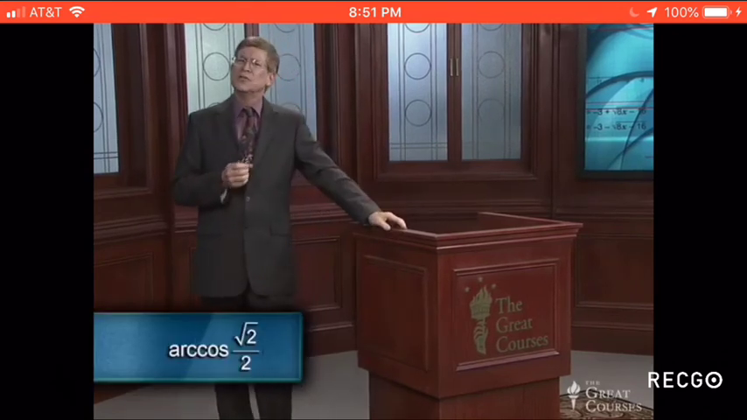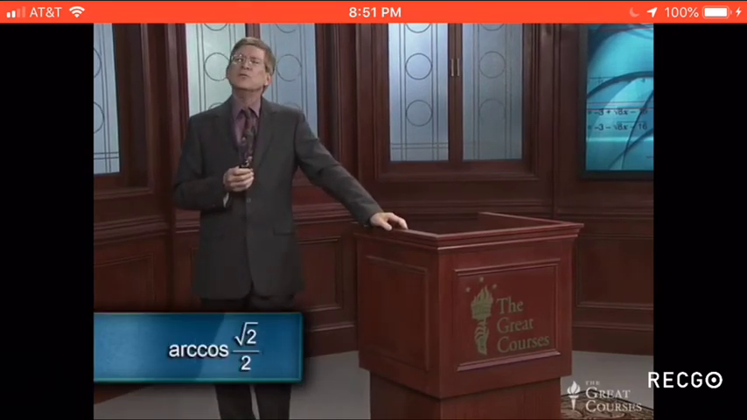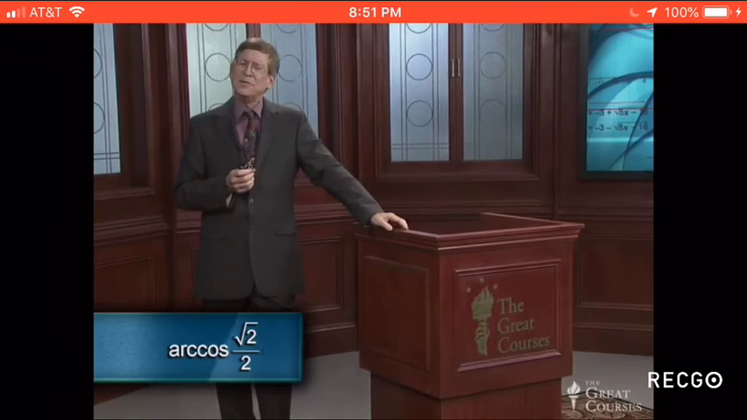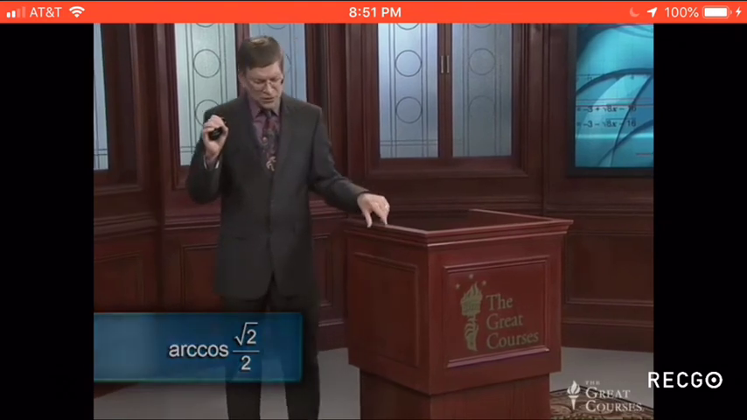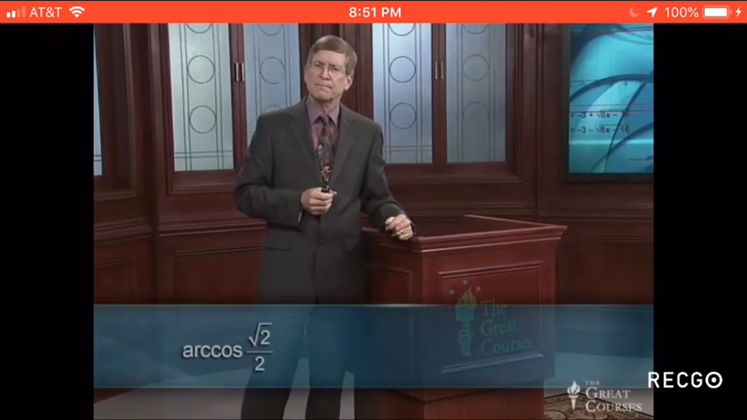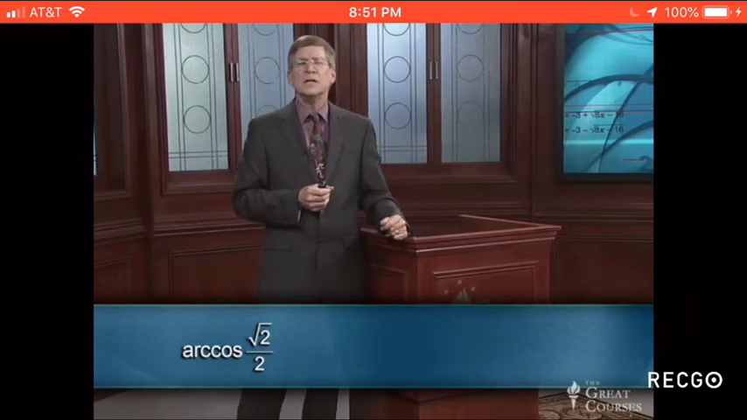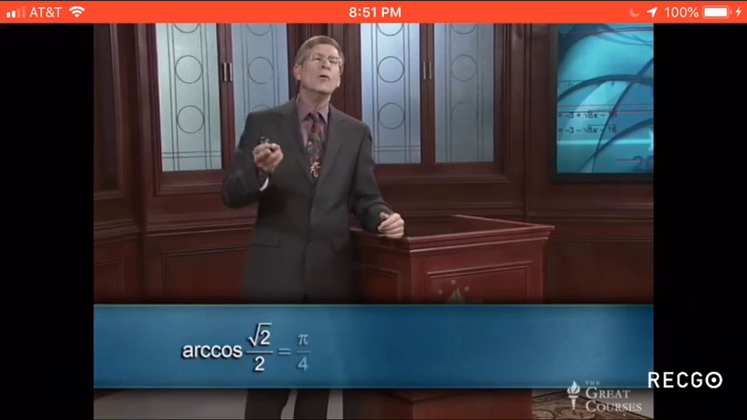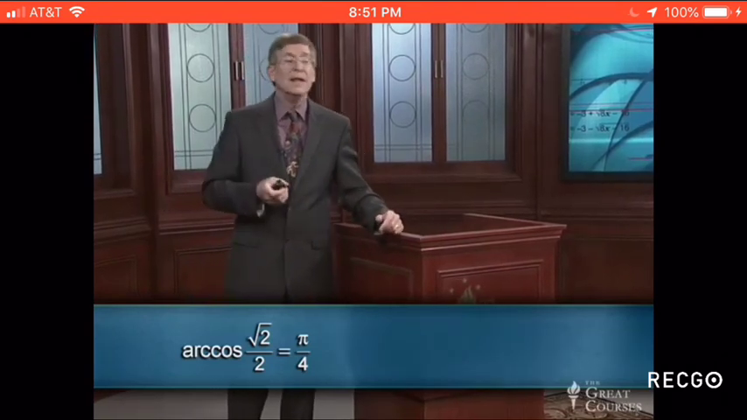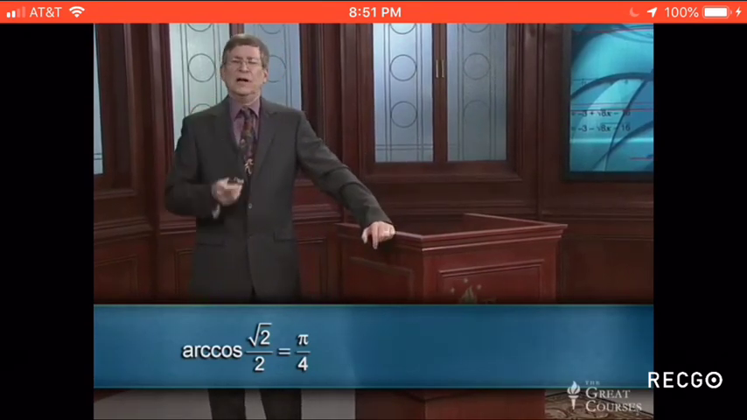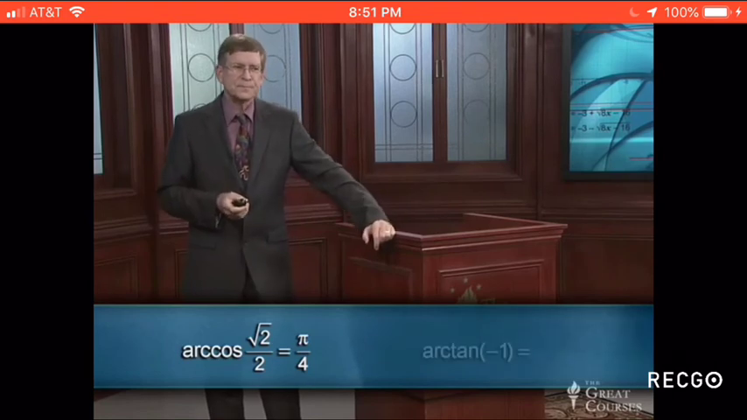What would the arc cosine of square root of 2 over 2 be? What do you think? Well, we're asking the following question. Can you find an angle, some angle, whose cosine is square root of 2 over 2? Oh, pi over 4. Yeah, that's a 45-degree angle. That is arc cosine of square root of 2 over 2.